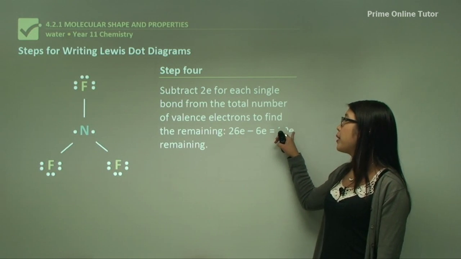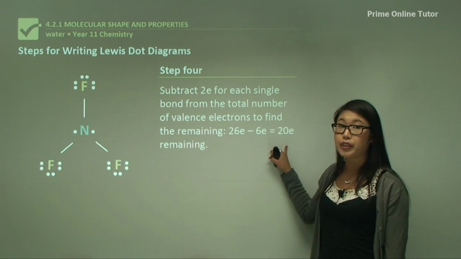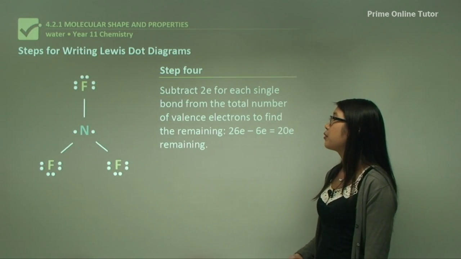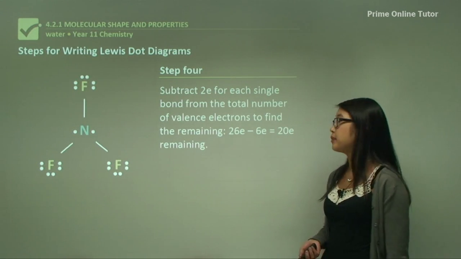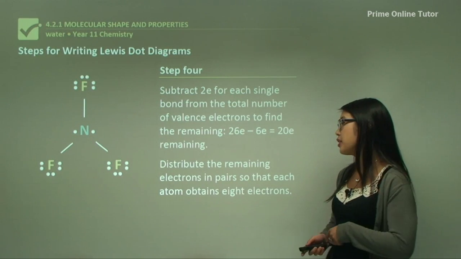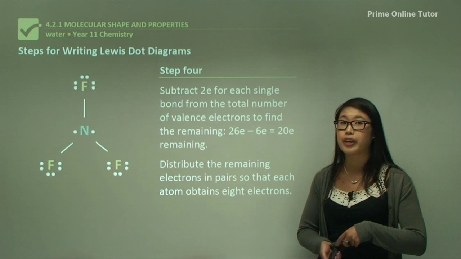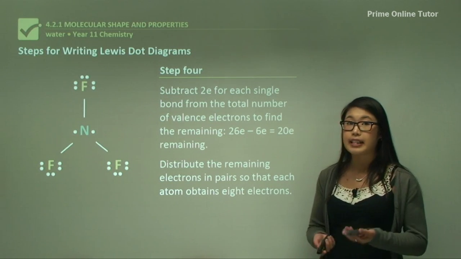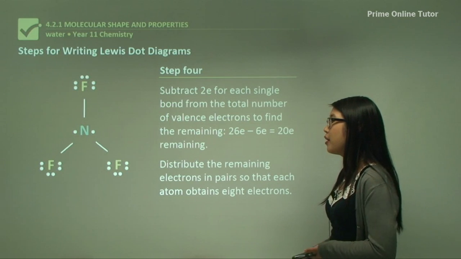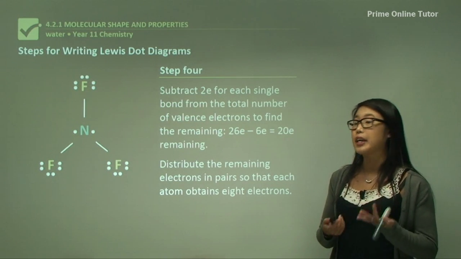So the remaining 20 electrons are not involved in the covalent bonds which we drew the lines for. So we then have to distribute them amongst the atoms. So we distribute the remaining electrons in pairs so that each atom will then have 8 electrons in its outer shell. The outer shell has a maximum of 8 electrons, and this is required for it to be stable.